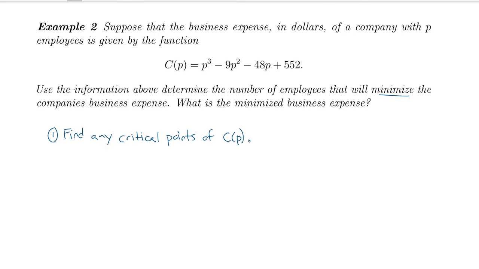Of our function, in this case c of p, a critical point is a place where the derivative is 0. That's a definition, so that's also a set of instructions for us. So we take the derivative. We should get 3p squared minus 18p minus 48. The derivative of 552 is a constant, so that derivative is 0.